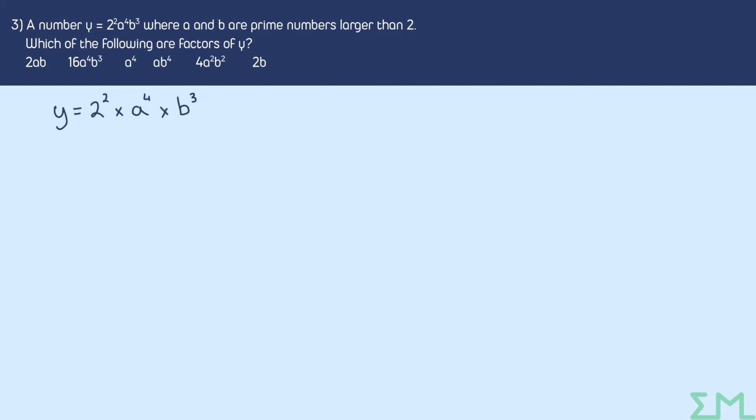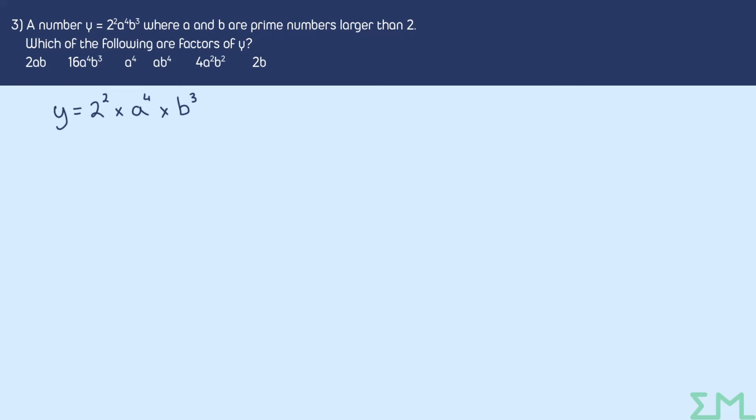To know if a number is a factor of another number when you are given the prime factorization, you need to look and see if you can make that number up using the prime factors that you have in the prime factorization. So, for example, 2 is a factor, as is 4, because 2 times 2 is 4. Something like b would be a factor because it's using 1 of the prime factors that you have in the prime factorization. A to the 5, however, would not be a factor of y because it has too many a's.